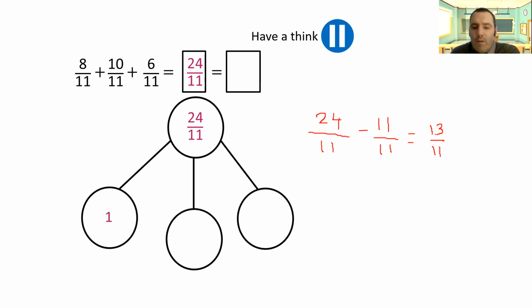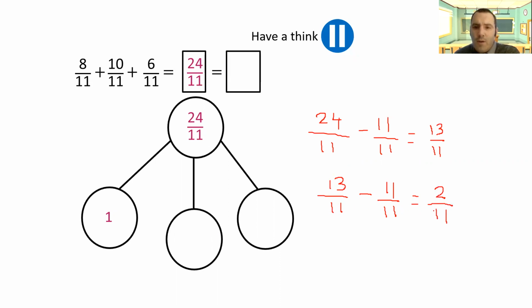You remember that 11/11 is equivalent to 1. So where the numerator and the denominator are the same, it's equal to 1. I'm going to take another lot of 11/11 out. So I've got 13/11 left. And I'm going to take another 11/11 out, which is going to leave me with 2 11s.